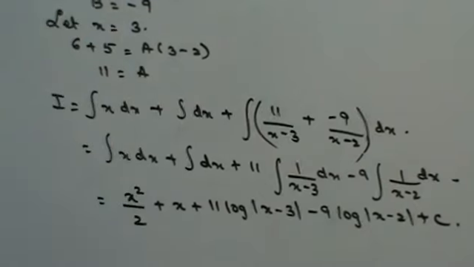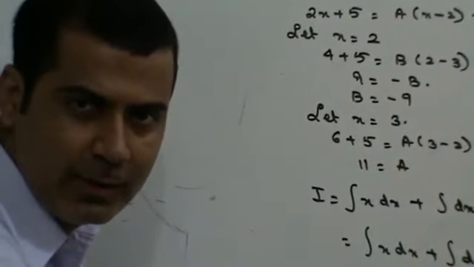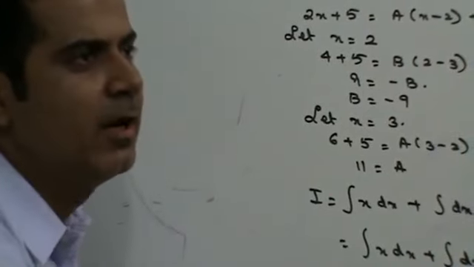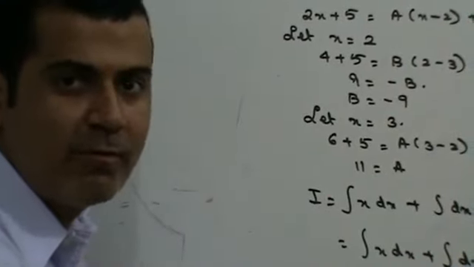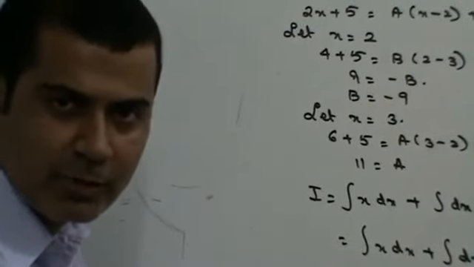This finishes partial fractions part 1, where you do not have repeated factors in the denominator. In partial fractions part 2, we will see denominators where you have repeated factors. For the timing, this finishes this chapter, part 1 of partial fractions.